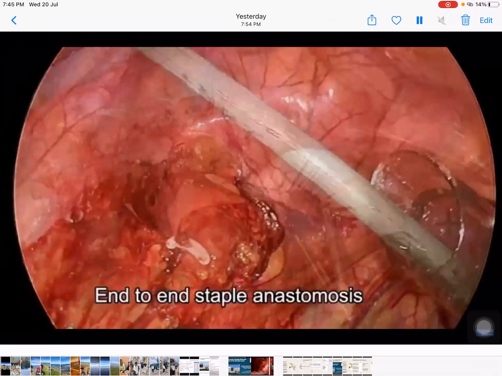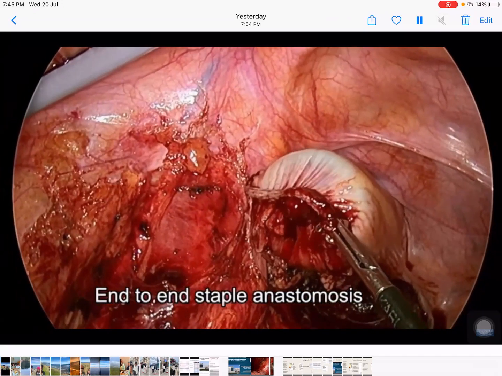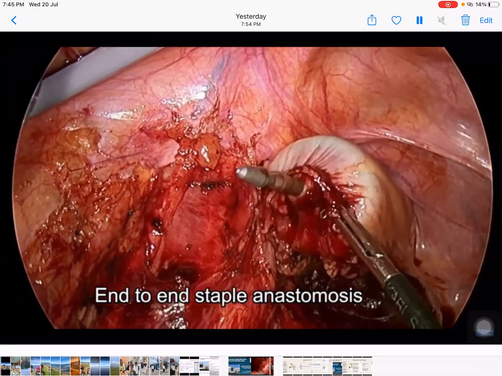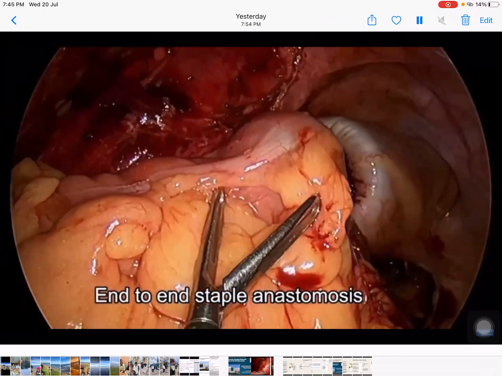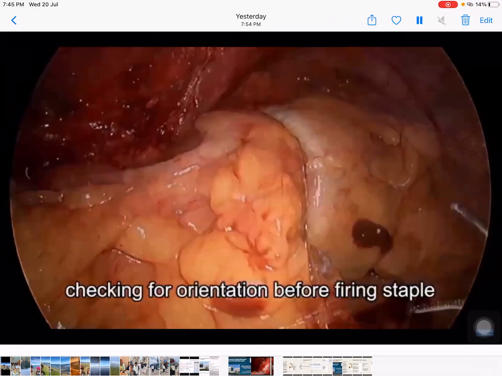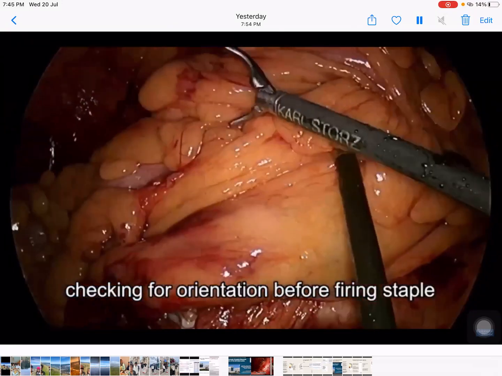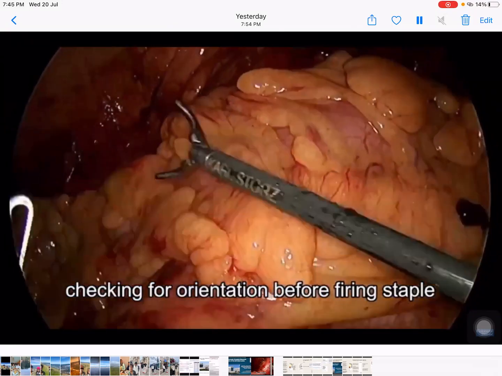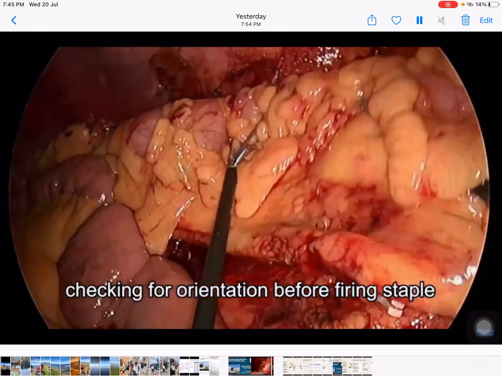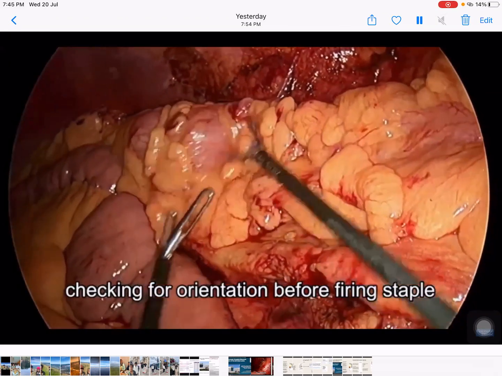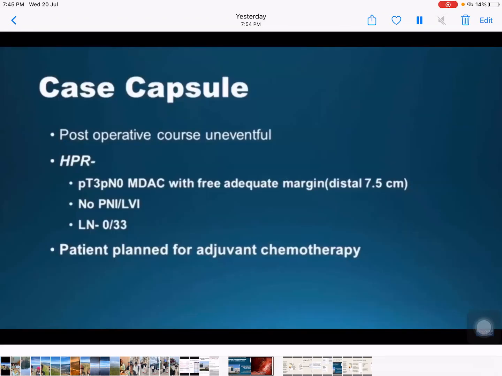You can do an intracorporeal anastomosis. So here you have enough length of the colon, so you do an end-to-end anastomosis. You make sure that there is no tension there. You also have to make sure there is no small bowel under the root of the mesentery, because otherwise you can add internal herniation there. It was T3 N0, and 0 out of 33 nodes.